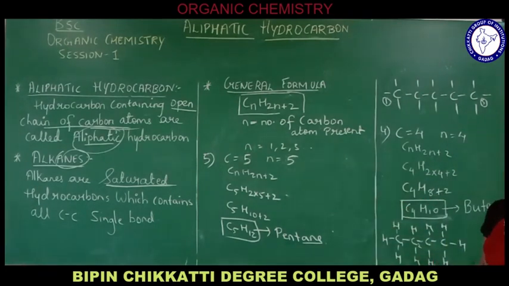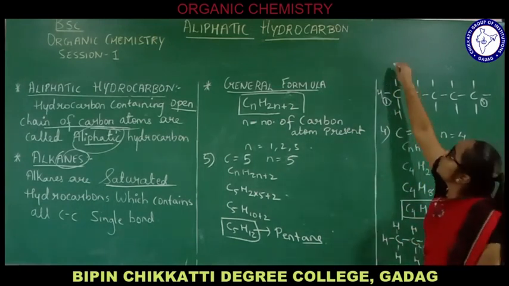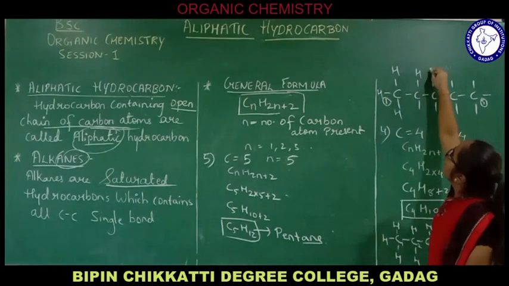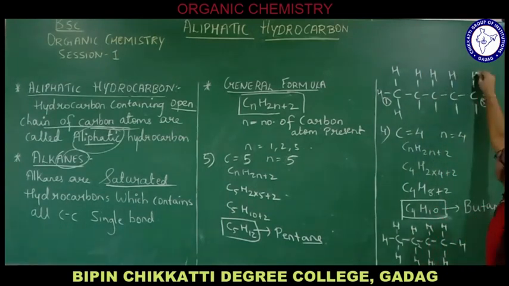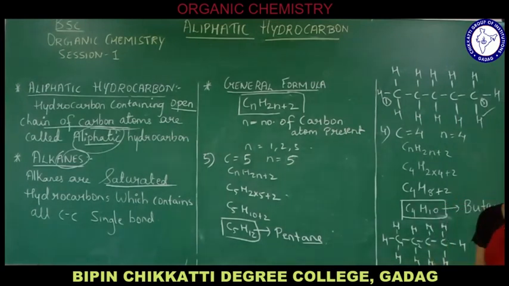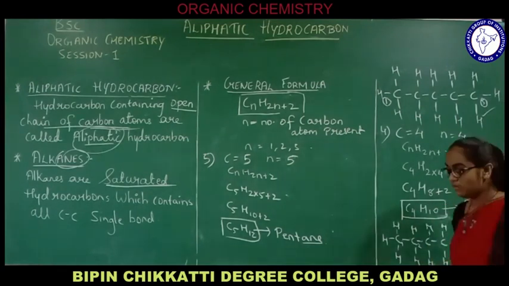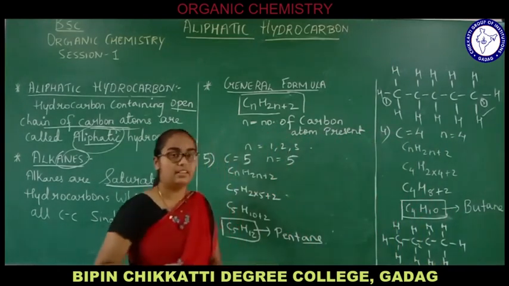So let's write down these 12 hydrogen atoms. So this is 1, 2, 3, 4, 5, 6, 7, 8, 9, 10, 11, 12. So this is how the structure of pentane would be, right? So these are the 5 members of alkane. Up to 5 you should know it, right?